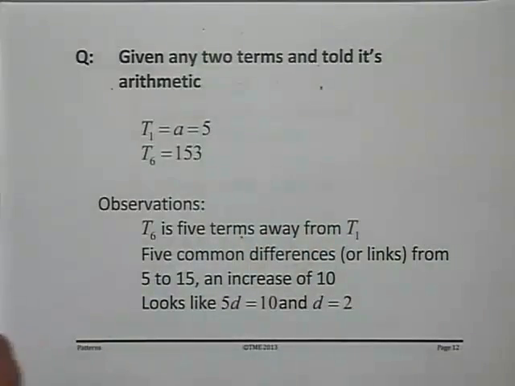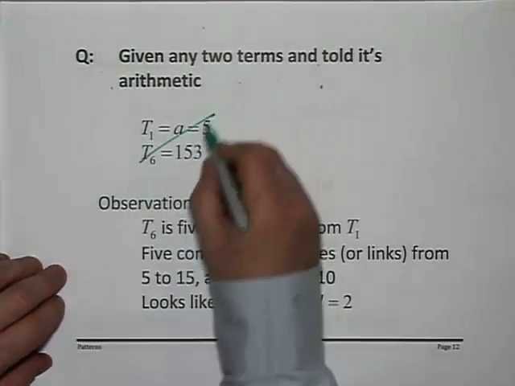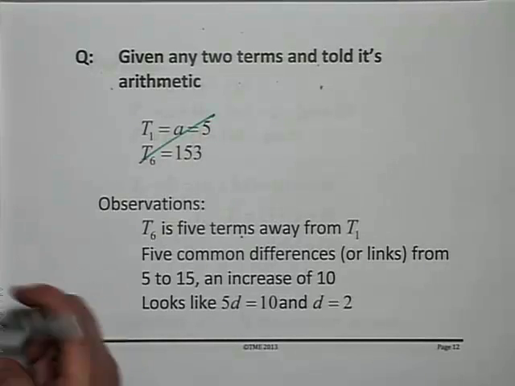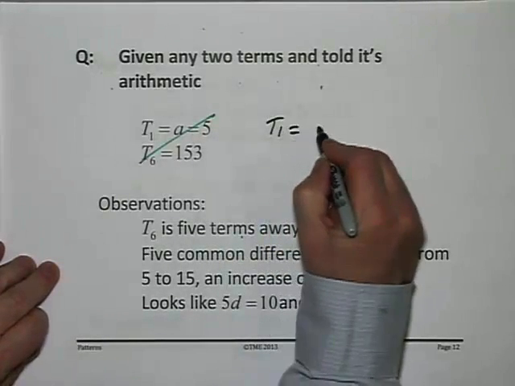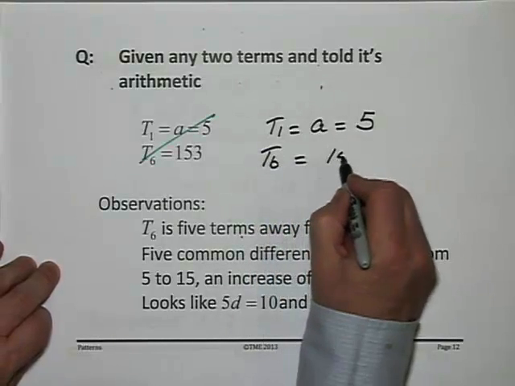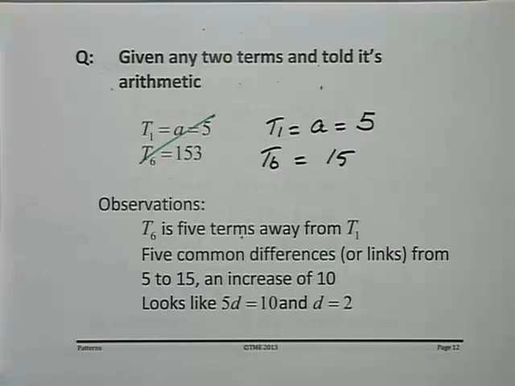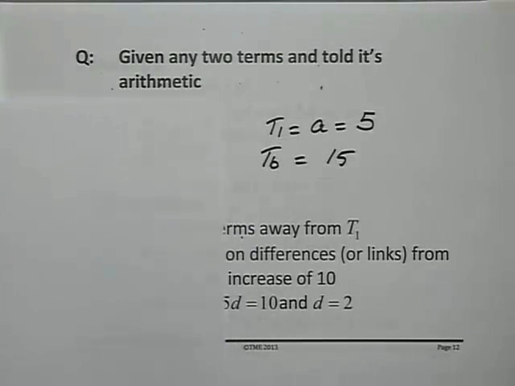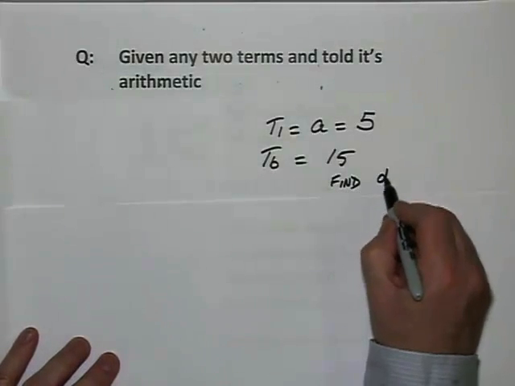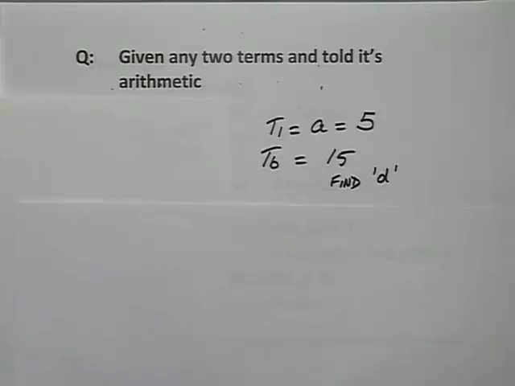Now I'm going to ask you to do a question, and it's this. Given any two terms and told it's arithmetic, T1 is equal to A is equal to 5 and T6 is equal to 15. Find D. Okay, over to you.